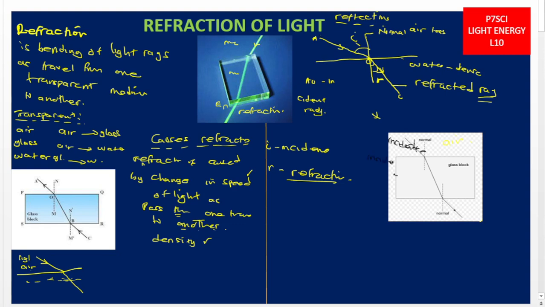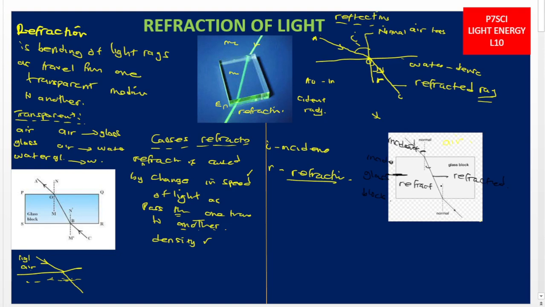Now this block is what we call the glass block. When this light enters, the glass has a different density from air. It is denser than air, therefore the speed of light is going to do what? To change. If the speed changes, then the rays are going to do what? To bend. Then this one becomes the refracted ray. Now this angle becomes the angle of refraction.